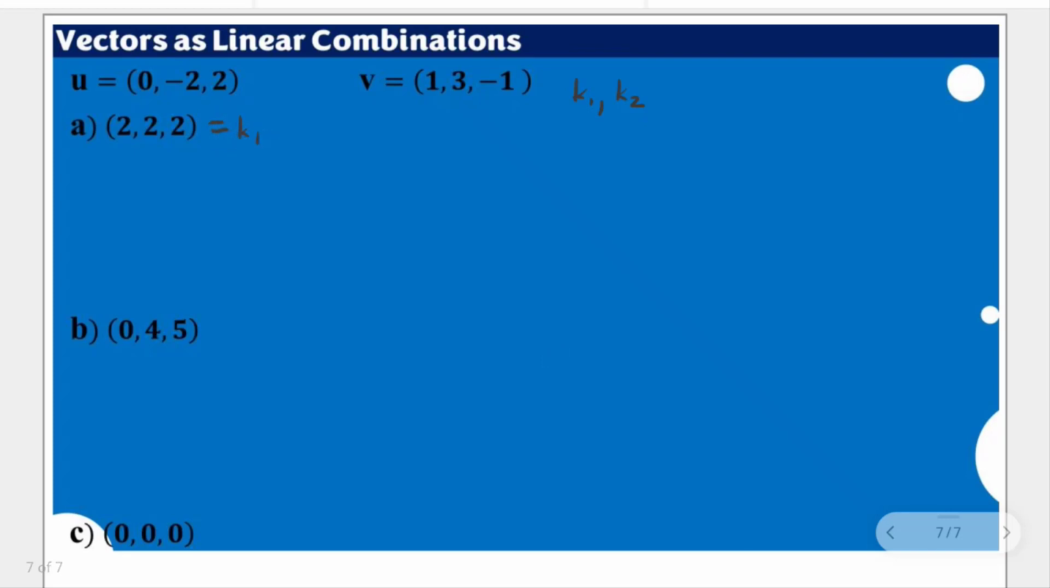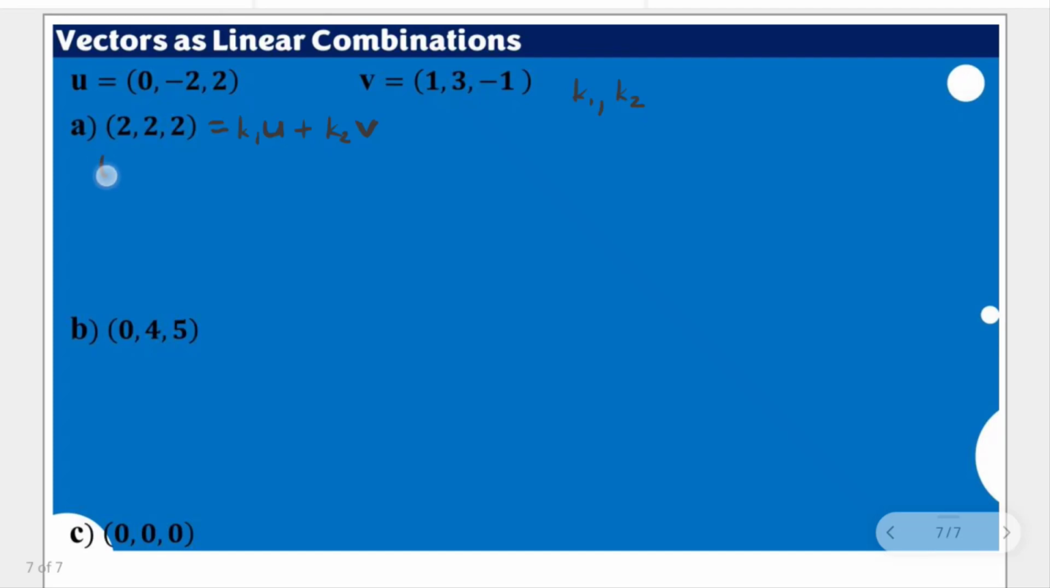K sub 1 times your vector U plus K sub 2 times vector V. If we could show that K sub 1 and K sub 2 exist, then letter A and the rest of the vectors here, for the same cases, can be represented as a linear combination of vectors U and V. So to do that, let's start with letter A.